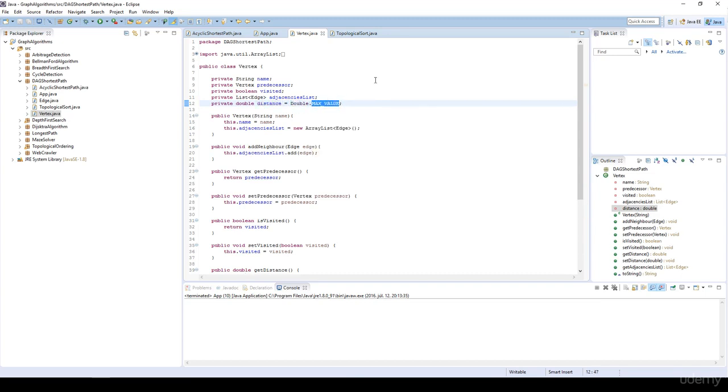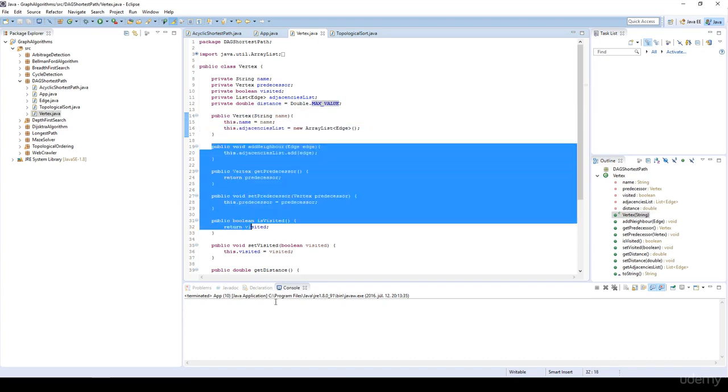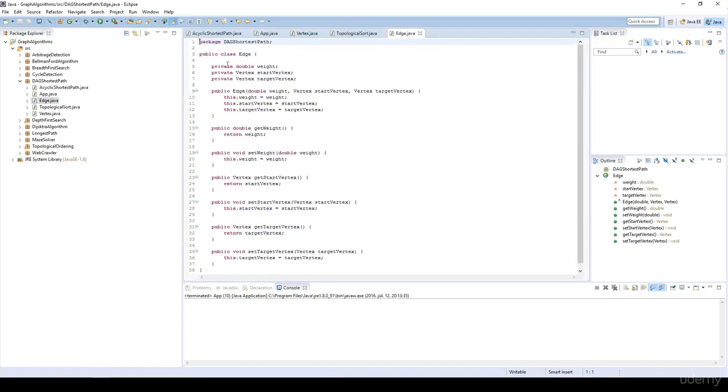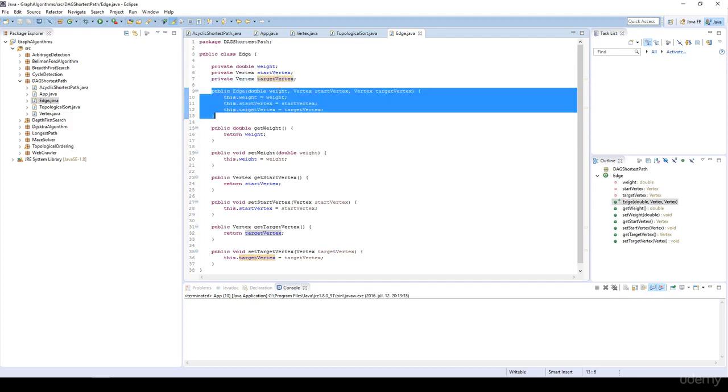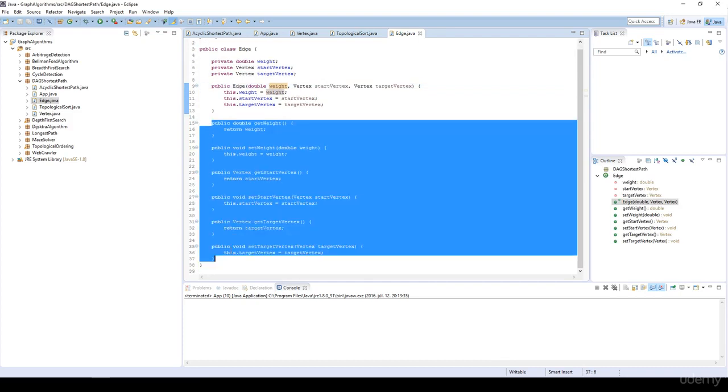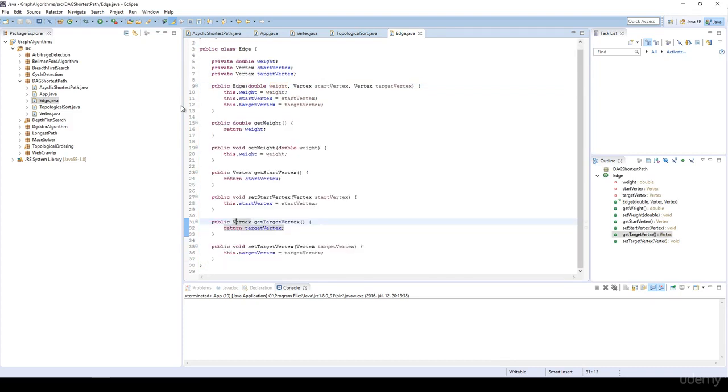And of course the aim is that we are looking for the shortest path. So we have the constructor as usual with the string name. We instantiate the adjacencies list in order to avoid null pointer exception. And we have the getters and the setters methods, as well as the toString method. What about the edge? Edge is the same. We have an edge weight, we have a start vertex and a target vertex, we have a constructor with the weight and the two vertices accordingly, and we have the getters and the setters for all of these parameters.